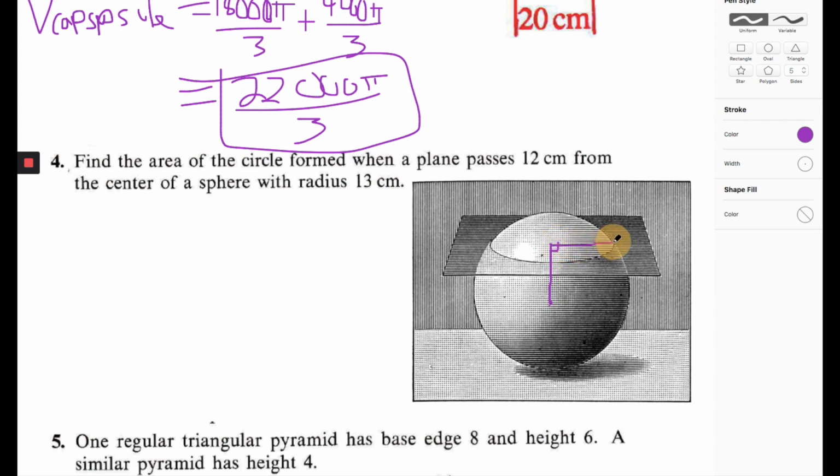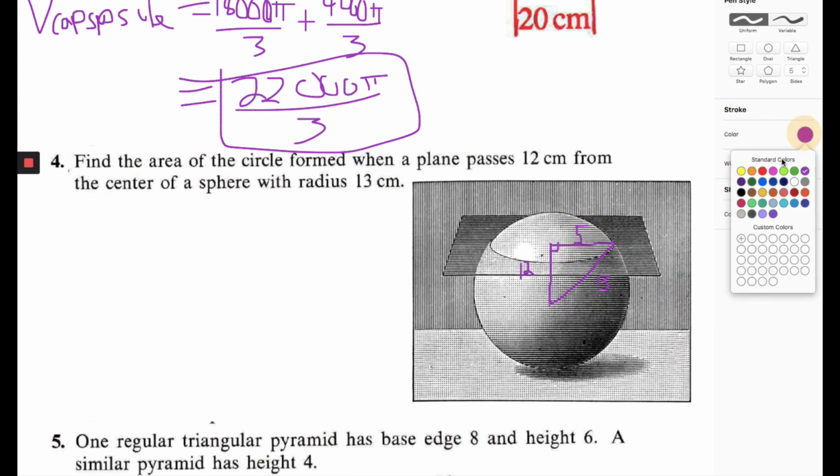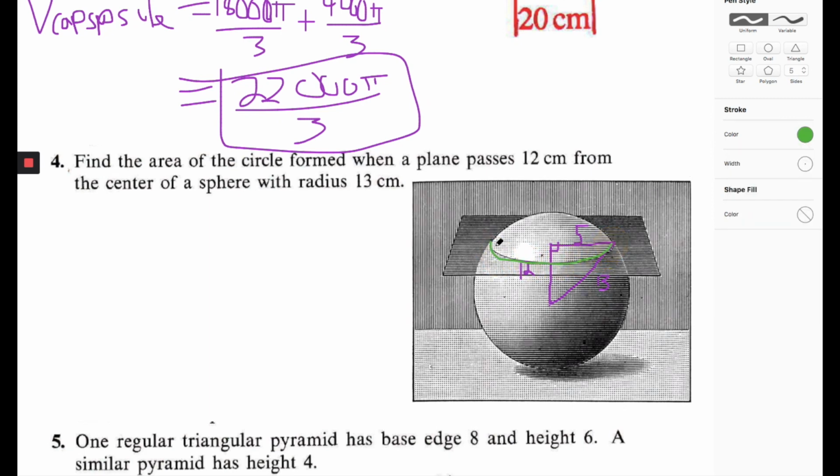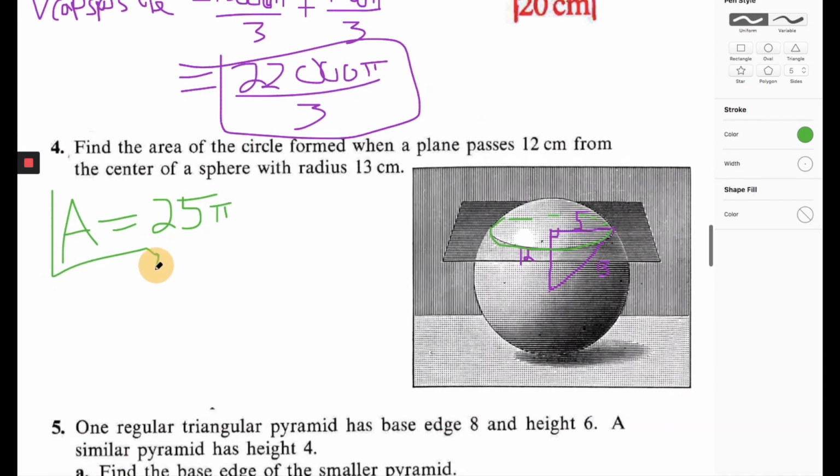And let's just put this here for now. So this is 12 centimeters, and we can use that thing where the radius of the sphere is going to be 13 centimeters here. So now all of a sudden we have a right triangle with a leg's 12, a hypotenuse is 13, and this radius of the circle. So this here is the circle that is formed by the plane intersecting the sphere. And it would have a radius 5, and that means the area would be pi r squared, which is 25 pi. And that was a tricky one on the Kahoot the other day.